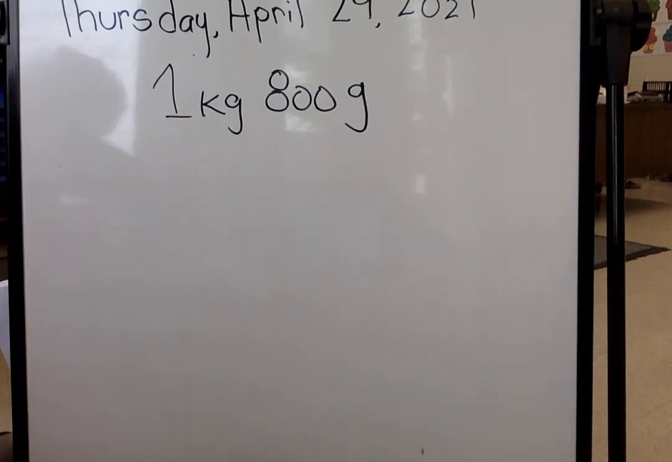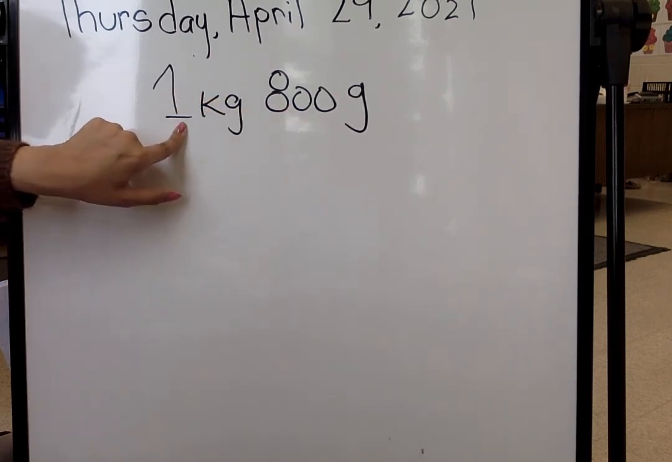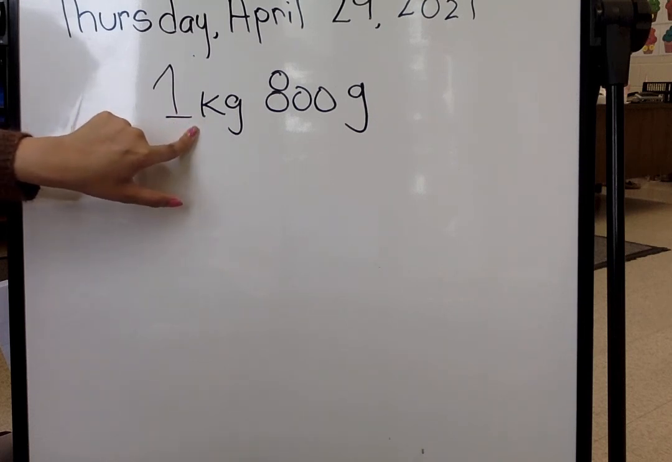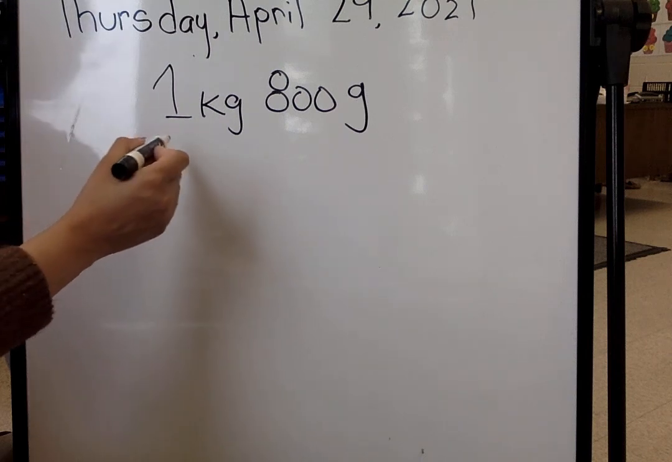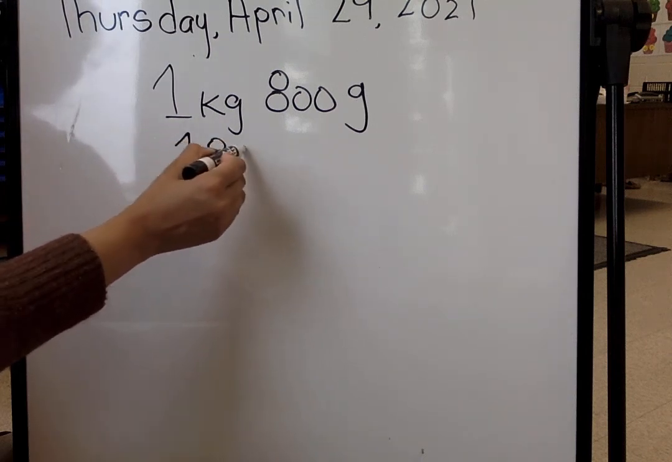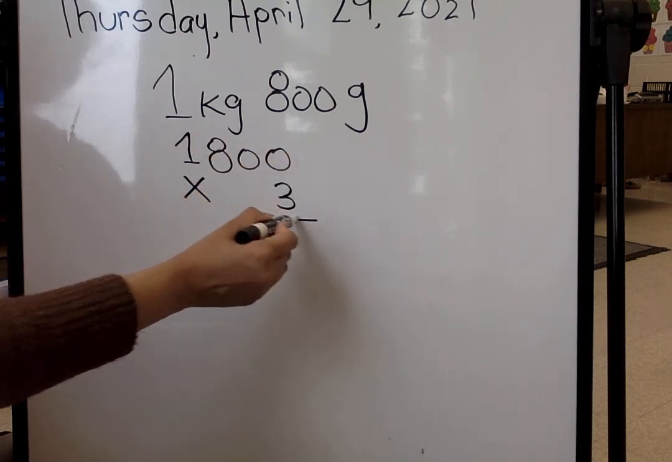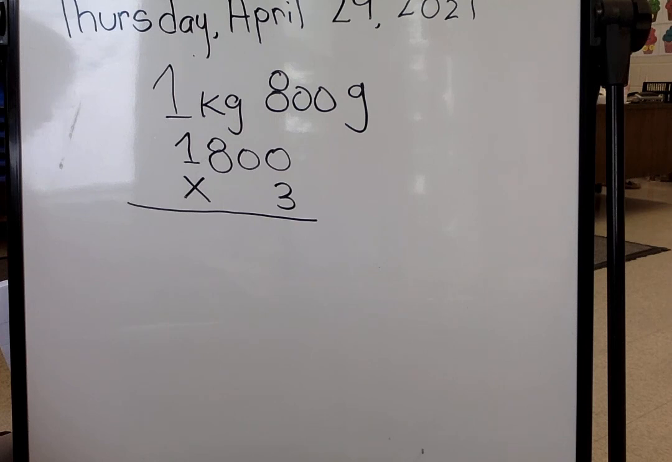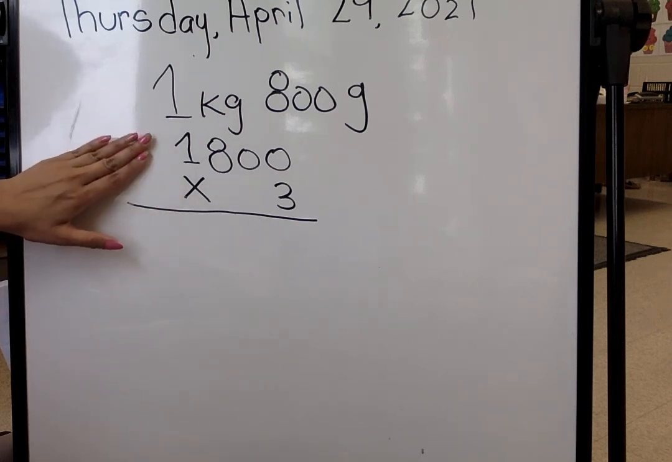So let's see what we need to do. So first of all, we know that pineapple is 1 kg and 800 grams. 1 kg means what? 1,000 grams. The watermelon is 3 times as heavy. So what do we need to do? We need to do 1,800 multiplied by 3, right? So let's do this first. Please pause the video. Do this part first.